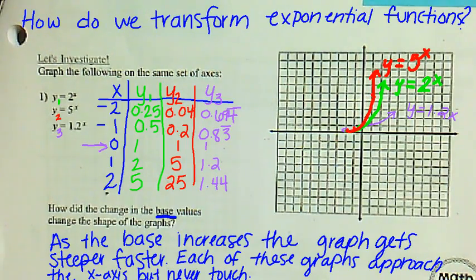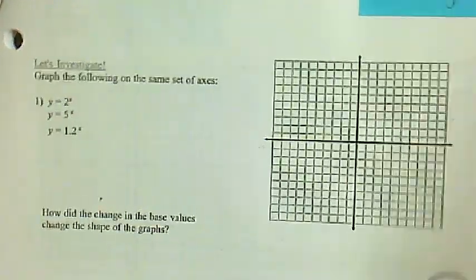So for all 3 of these, they all should go through their y-intercept, which is (0, 1). They all should be the same. The other thing to notice, the reason why we will never touch the x-axis is because there's no power that you can raise b to. Anything to the x power can never equal 0. That's impossible. b raised to any power, there's no way that it could ever equal 0.